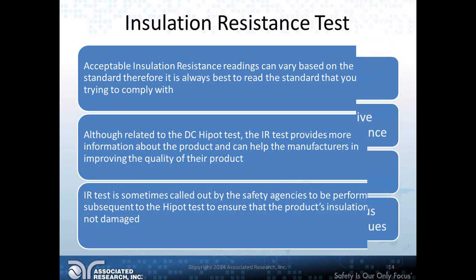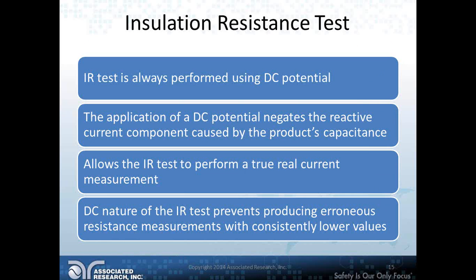Now, the insulation resistance test is always performed using a DC potential. This is due to, as we know, the real and the reactive current components produced as a result of the product's dielectric, or in this case, the dielectric is the insulation. When we apply a DC voltage to the device under test, it negates the reactive, or sometimes called the imaginary, current components that are caused by the product's capacitance.